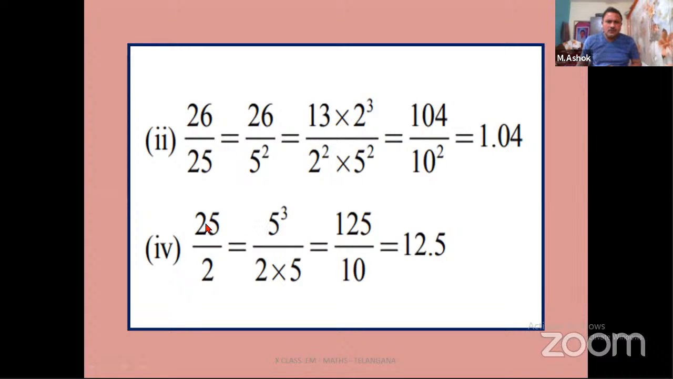Now 25 by 2. Here only one 2 is there. So to get 10, multiply with 5, both numerator and denominator. Here 25 is written as 5 square and we multiply with another 5, so that becomes 5 cube, 125, by 2 into 5, 10. So only one 0 is there, which means power 1, so put the point after one digit. So 125 by 10 is equal to 12.5.